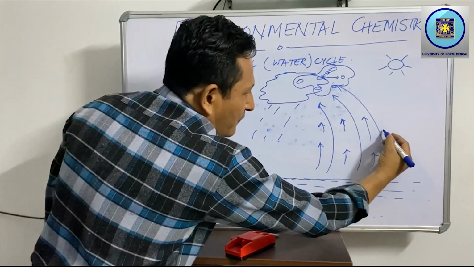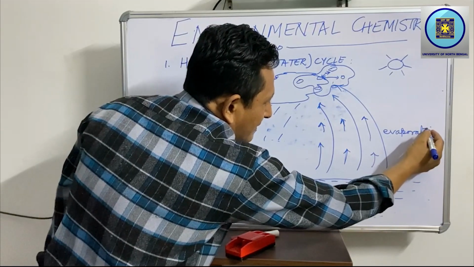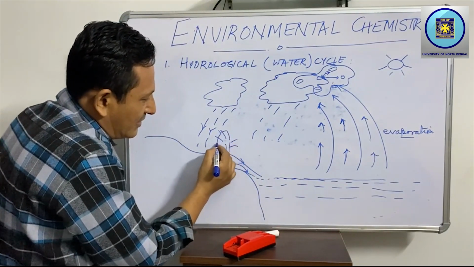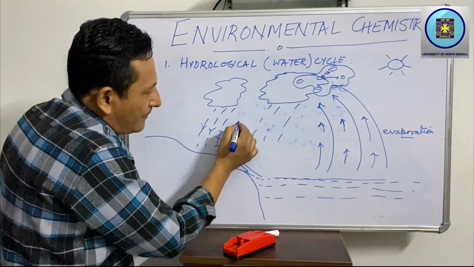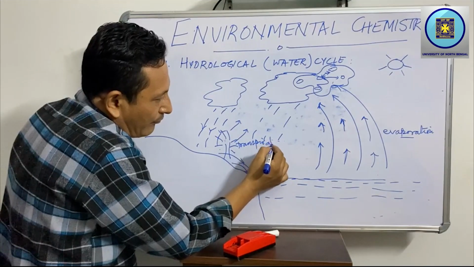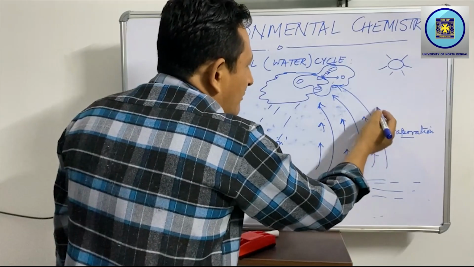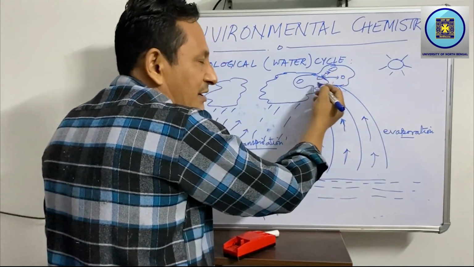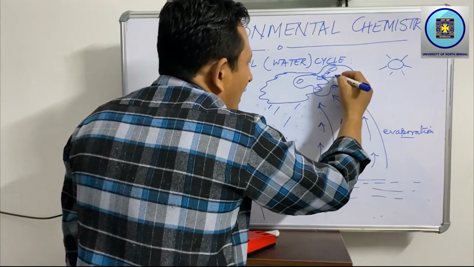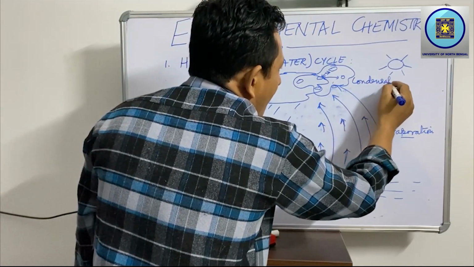So first off, the process is evaporation, or sometimes from the plants we also have another process, giving off water, that is known as transpiration. We can take both these processes into account. So after evaporation, as it reaches a certain height, it starts to cool down and condense. That process we call condensation.